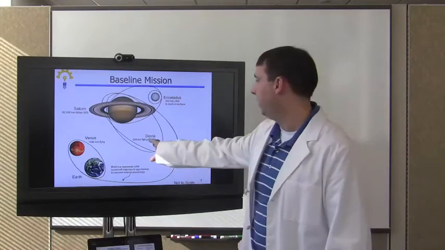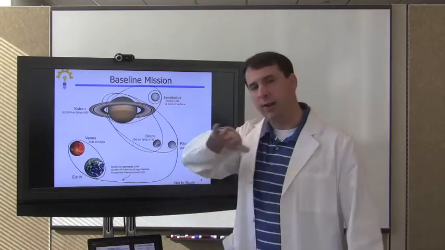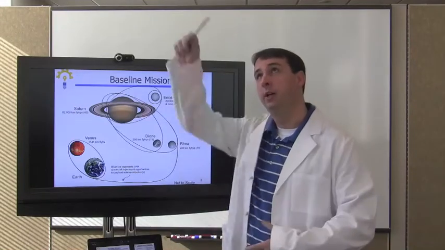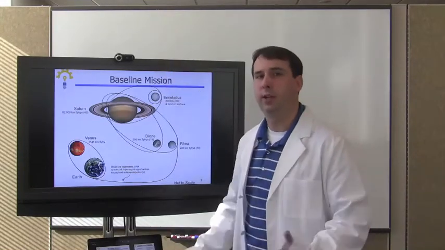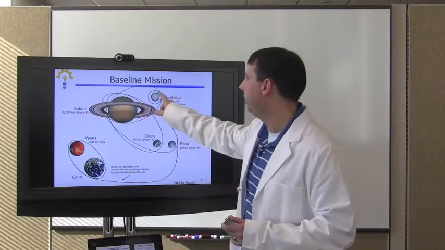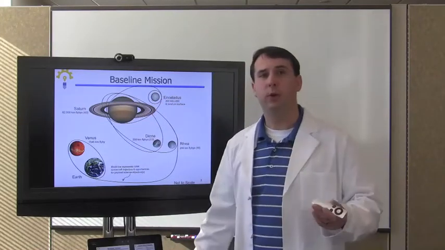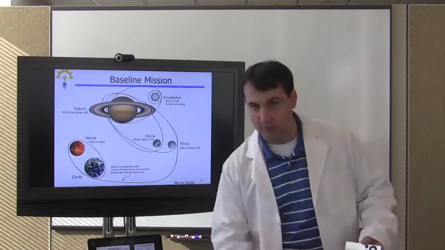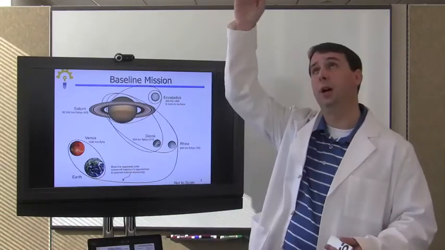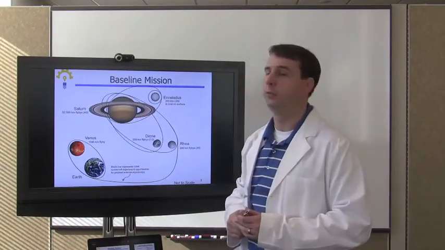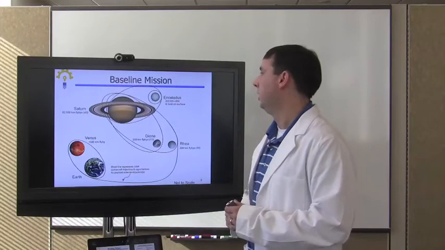Each of these flybys of Rhea and Dione, we fly by at 200 kilometers. That's the altitude from the surface of the moon to where our spacecraft is. So that's how far above the surface we'll be. And then once we achieve orbit around Enceladus, we're at a 200 kilometer orbit. That's the altitude, how far above the surface the spacecraft will be, 200 kilometers.